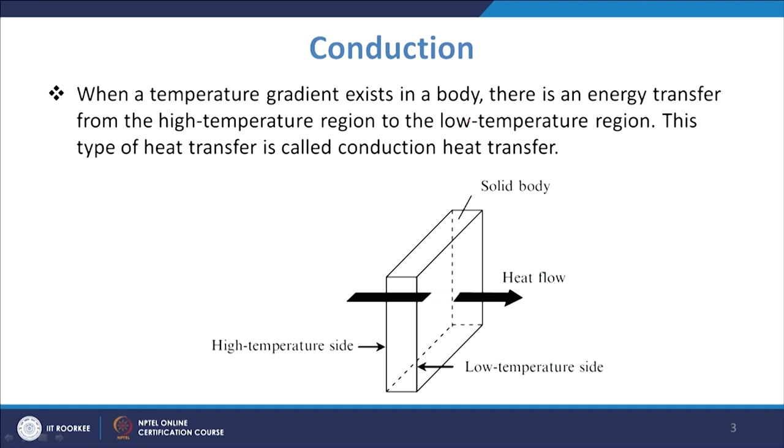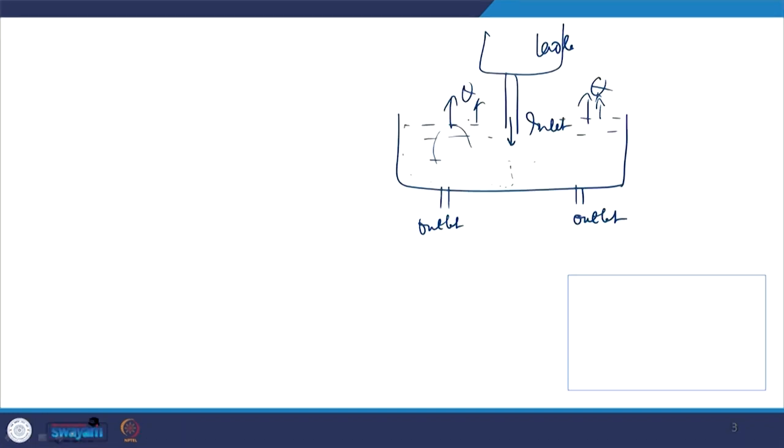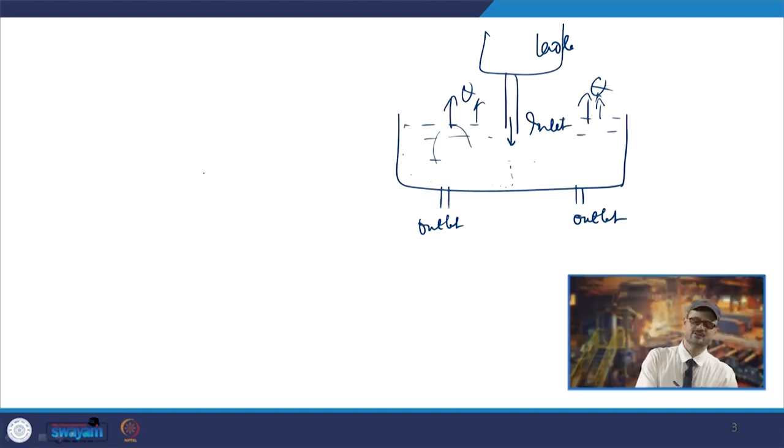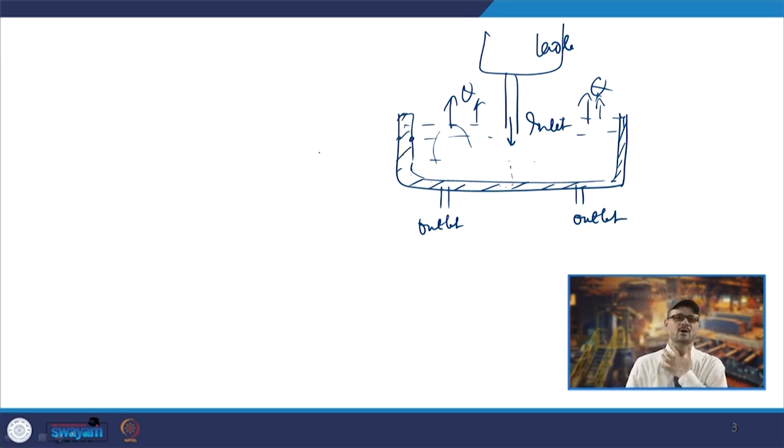So, in the body itself, when you have the temperature gradient, just like you can see in this TUNDISH, if you have a TUNDISH, there will be refractory lining. If you talk about the lining, in this case this temperature is quite high, and this side is exposed to the external atmosphere, that is the surrounding.